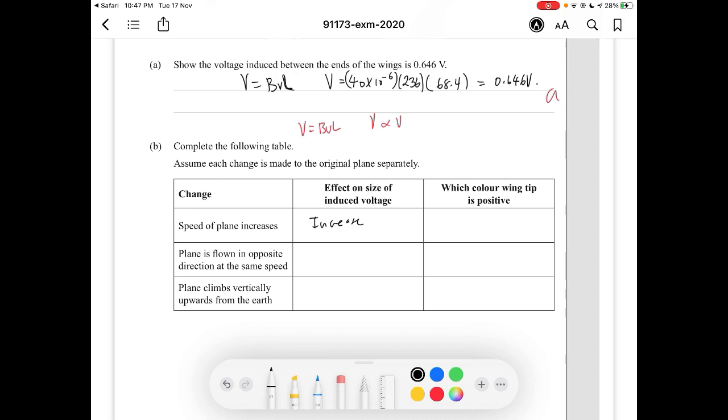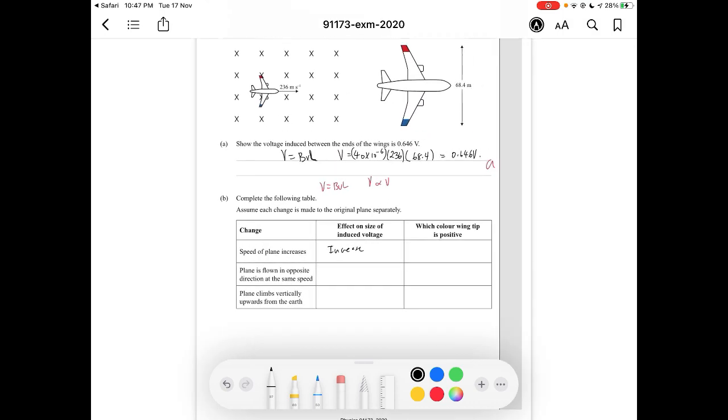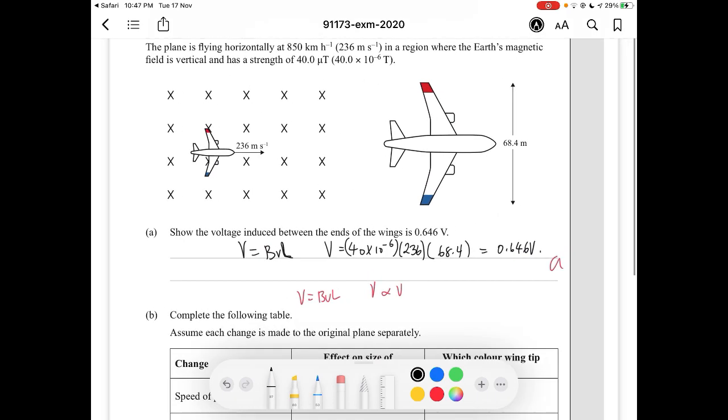And which color wingtip is positive? Since the plane hasn't been inverted, it's not flying in a different direction, the magnetic field is still in the same direction, and it's traveling in the same direction. Therefore, the same color tip is positive, and in this case, it will be the red tip. And you can actually use the backhand slap rule in this case. So basically, the back of your palm points towards the direction the plane is traveling in, which is right.